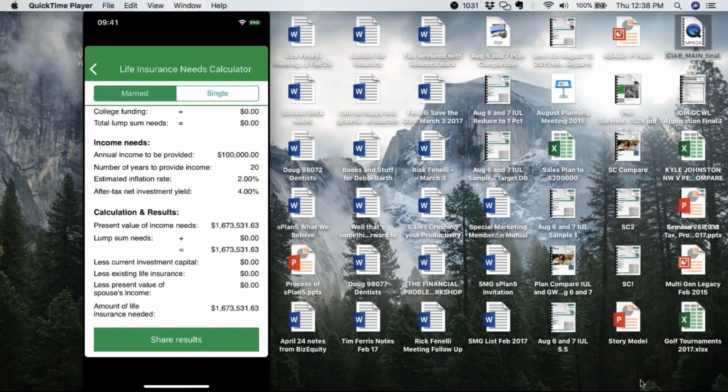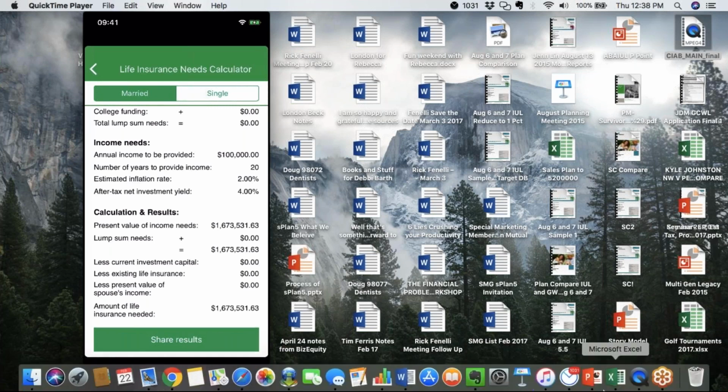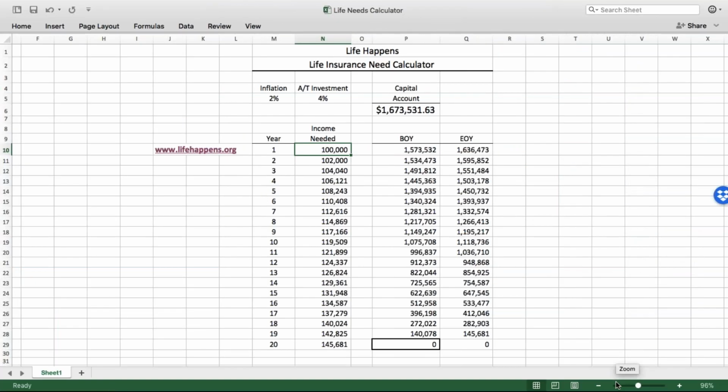So now I'm going to take you to a spreadsheet that shows you how this calculation is done. And it's interesting to take a look at what goes into the calculation of this number.